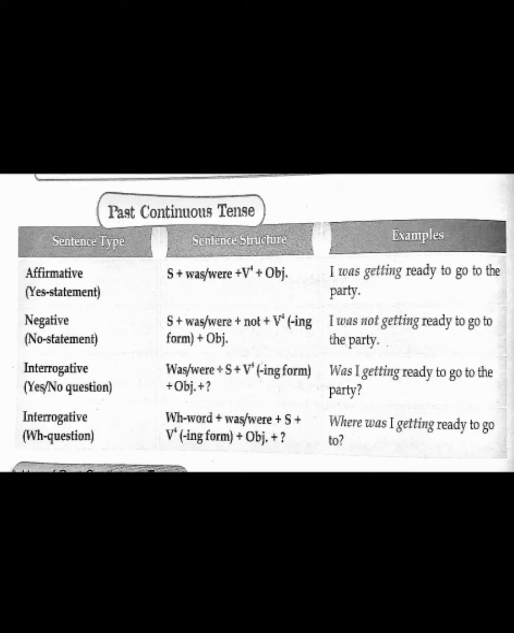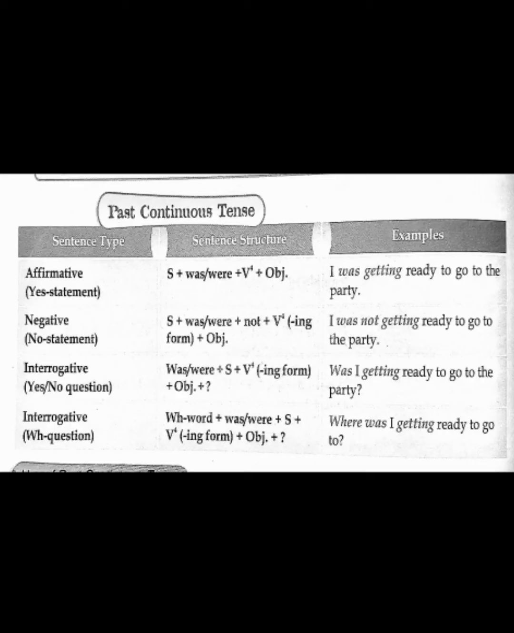I was getting ready to go to the party. So here get plus ing is getting. Okay. So this is a simple statement. Affirmative sentence, simple sentence. Now let's see what happens in negative case. Subject plus was/were plus not plus V4 plus object. So the example can be, I was not getting ready to go to the party. So with was and were I have to use not to show that my sentence is in negative form. Okay. Now let's see interrogative case.